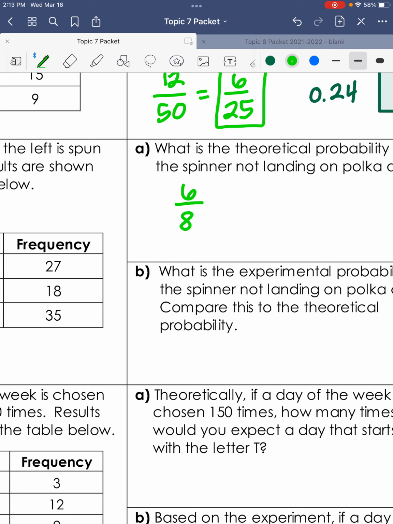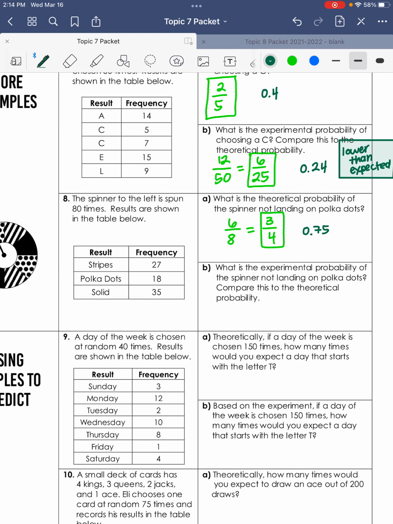Well, what does that reduce to? 2 goes into 6 3 times, and 2 goes into 8 4 times. So 3/4. Well, 3 divided by 4, if I put that into my calculator, I do get 0.75. And the only reason I'm doing that is so that I can compare more easily, because my fractions might have different denominators. Okay, so B, what is the experimental probability of the spinner not landing on polka dots?